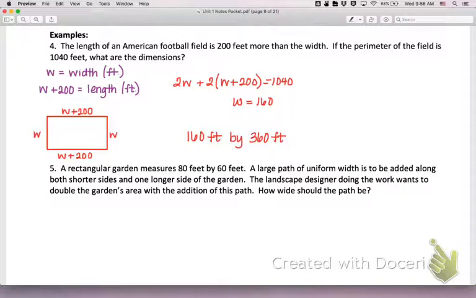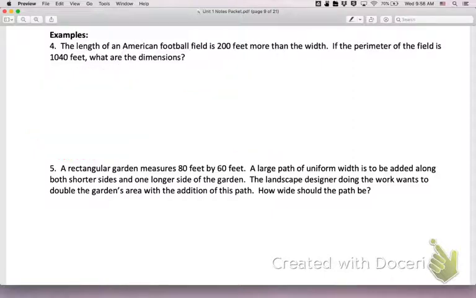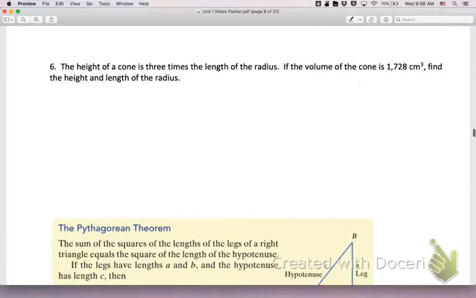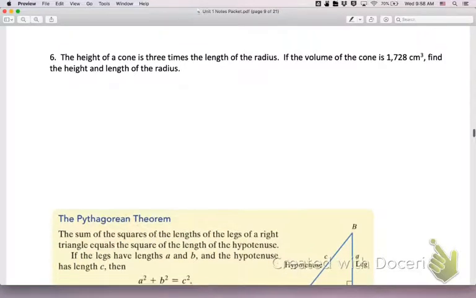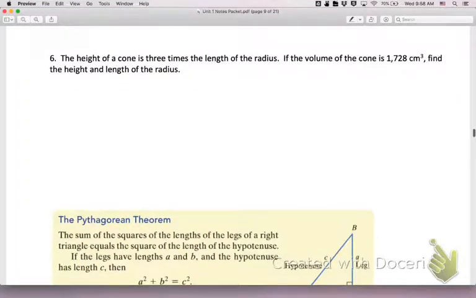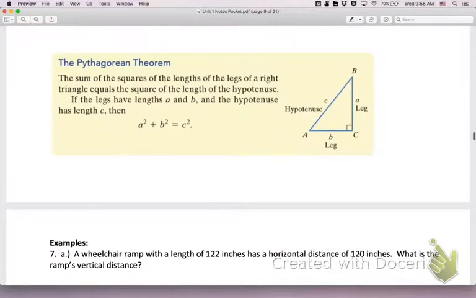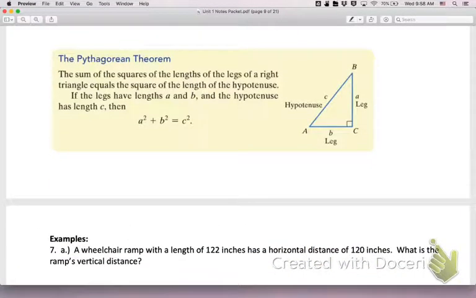Now, number 5, we're going to go ahead and skip for this unit. We'll come back to problems like this when we look at quadratics later. But the last one that I want to look at is one where we're going to use the Pythagorean Theorem. I'm sorry, I take that back. This one is the height of a cone. So I'm going to skip this one as well and let you take a peek at this one in the notes that are posted. But I want to look ahead and see a problem with the Pythagorean Theorem.